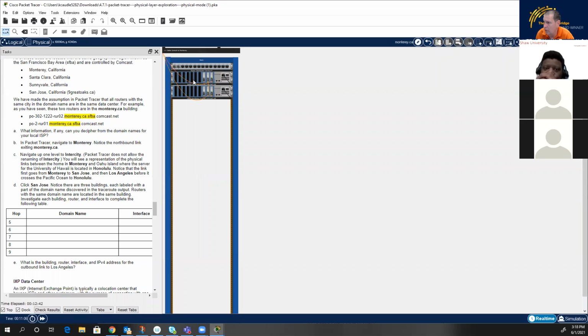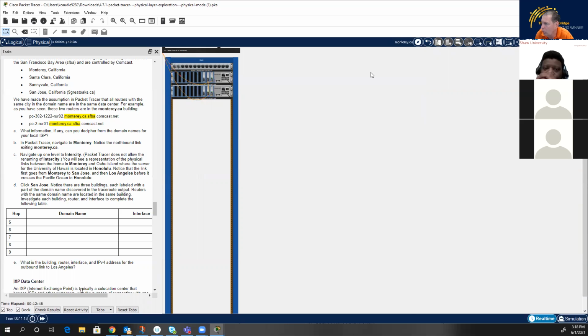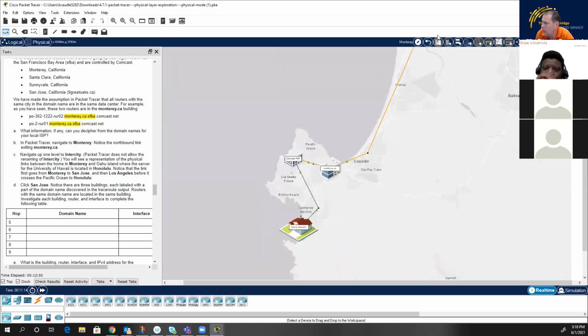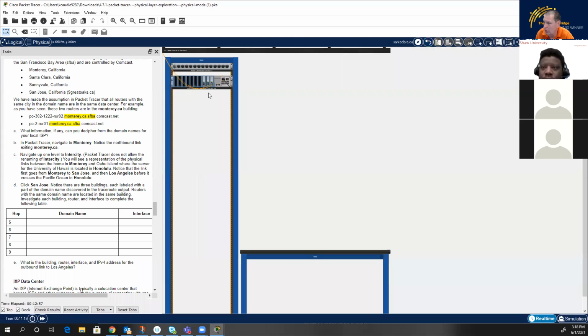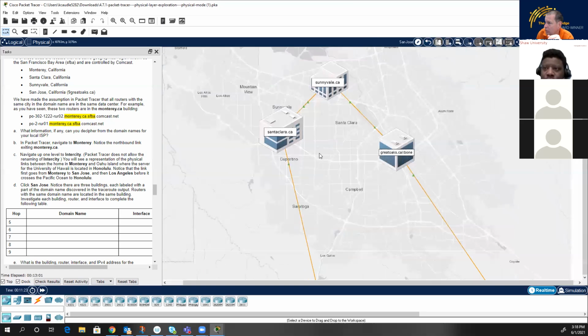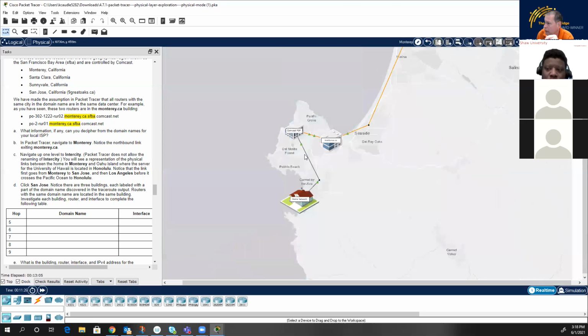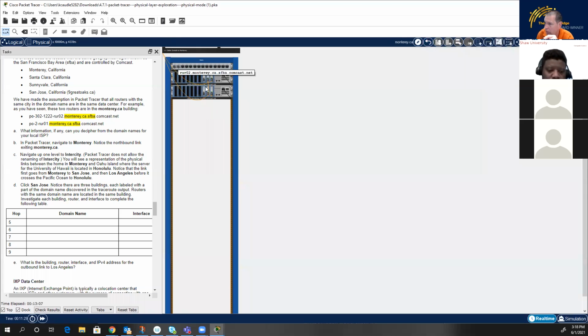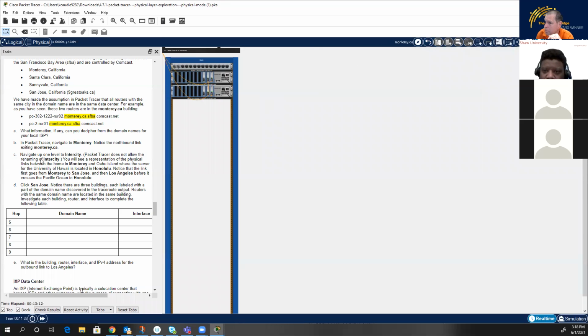3, 4. You're right. Here, let me make sure this one goes. Correct. 3, 4. You are correct. There's 2 there. So it would actually be Santa Clara. That is correct, because of the 2 routers found down here in the Monterey, because there's 2 routers here. So that is correct. Good catch, Steve.